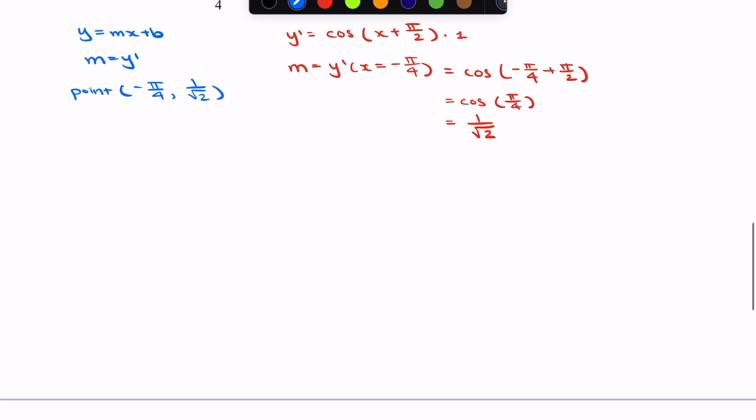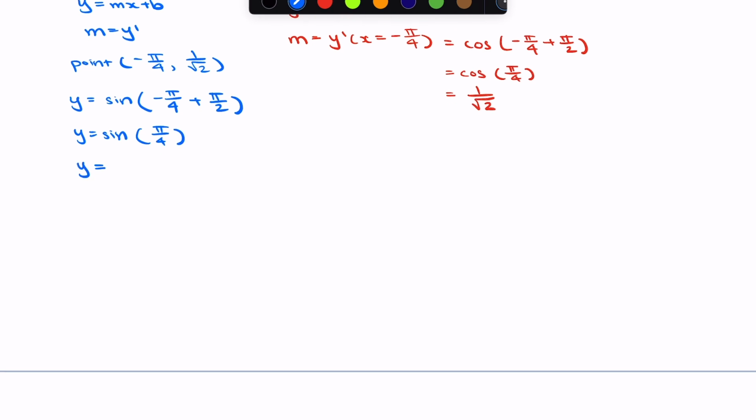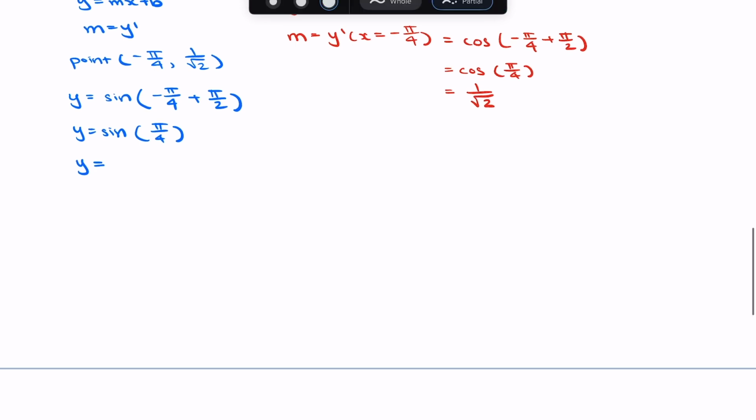And if we sub that back into the original equation, we have y is equal to sine of negative pi over 4 plus pi over 2. Here we get y is equal to sine pi over 2, or sorry, sine pi over 4. So then y is equal to 1 over square root 2.